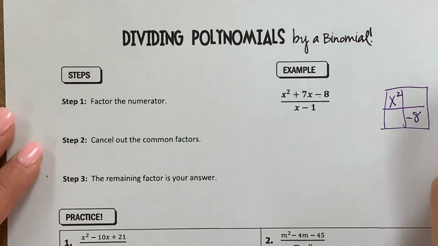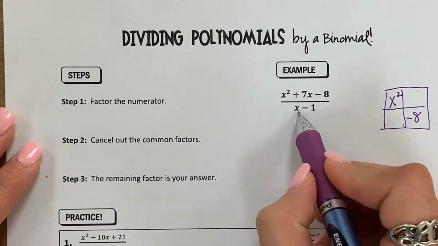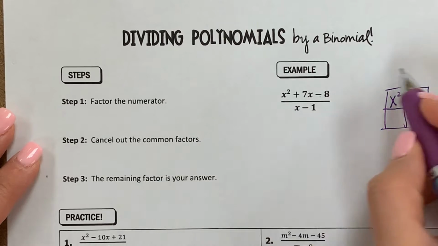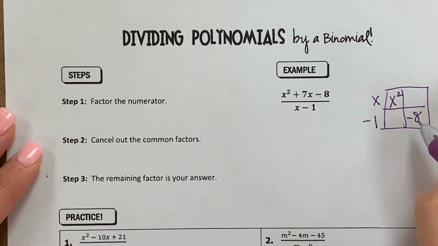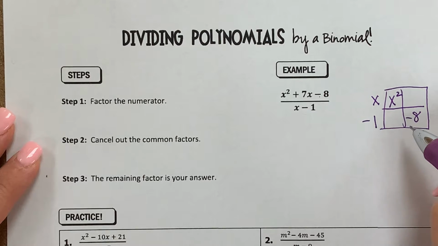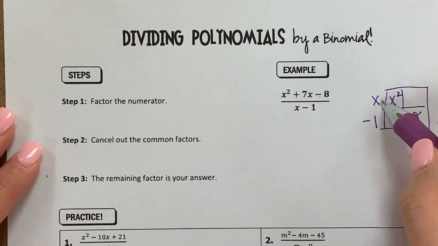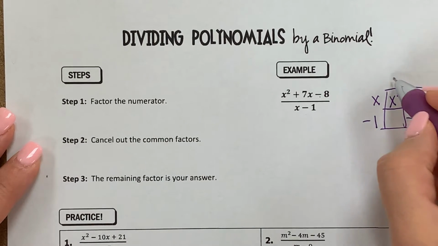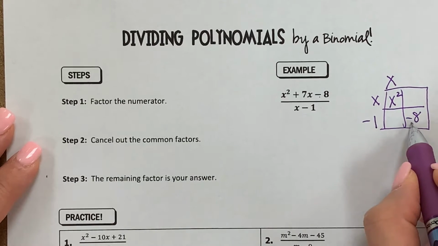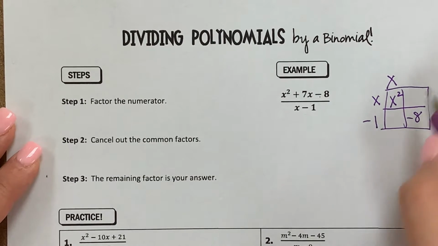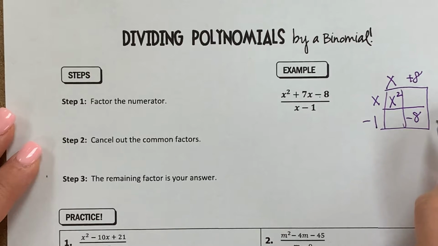From there, normally we would use the x puzzle, but if you notice here, we already have one of our factors. We're going to put that on the side. And now we're going to use that to help us figure out the rest of it. What do we know? X squared divided by x equals x. Now what's negative 8 divided by negative 1? Positive 8. There's our other factor.